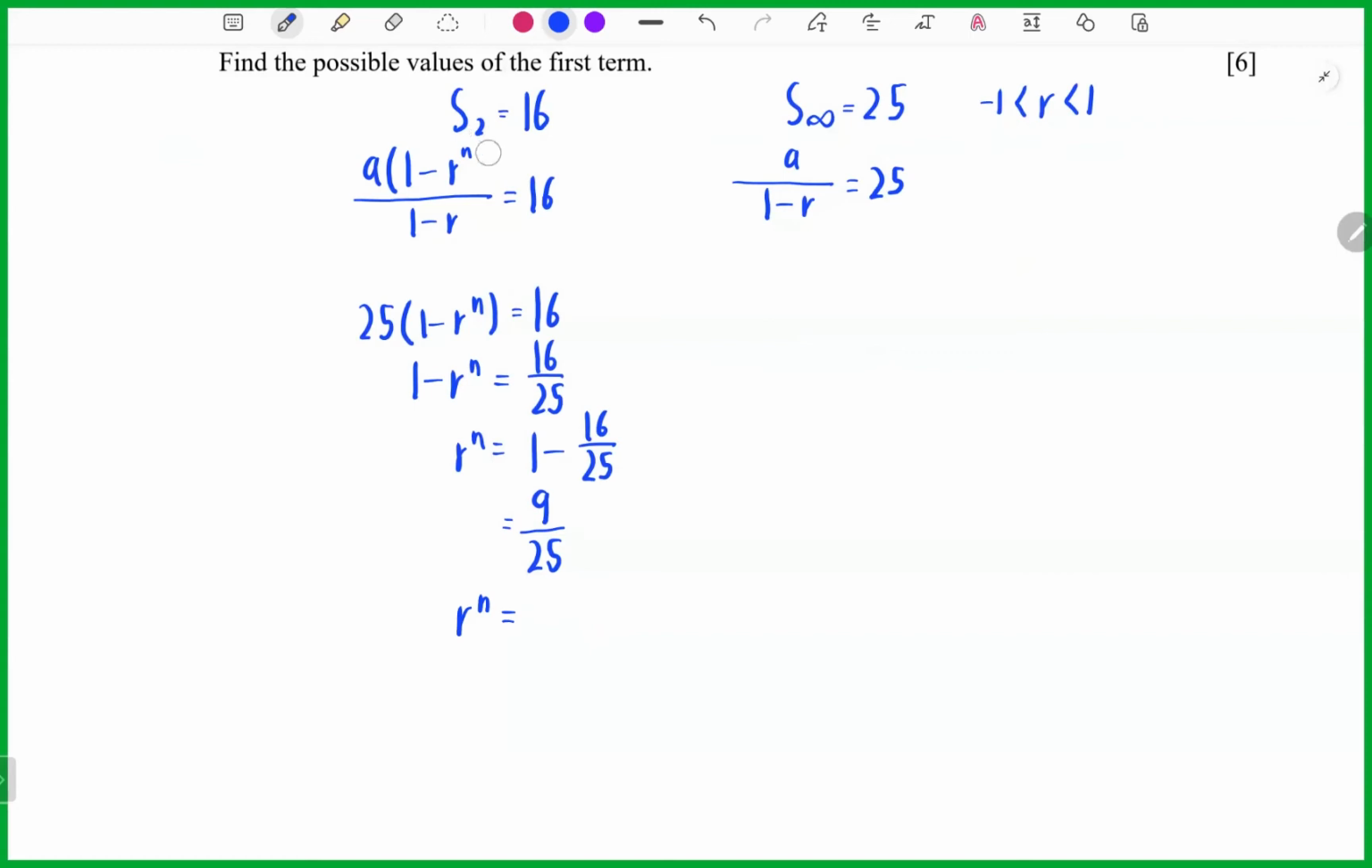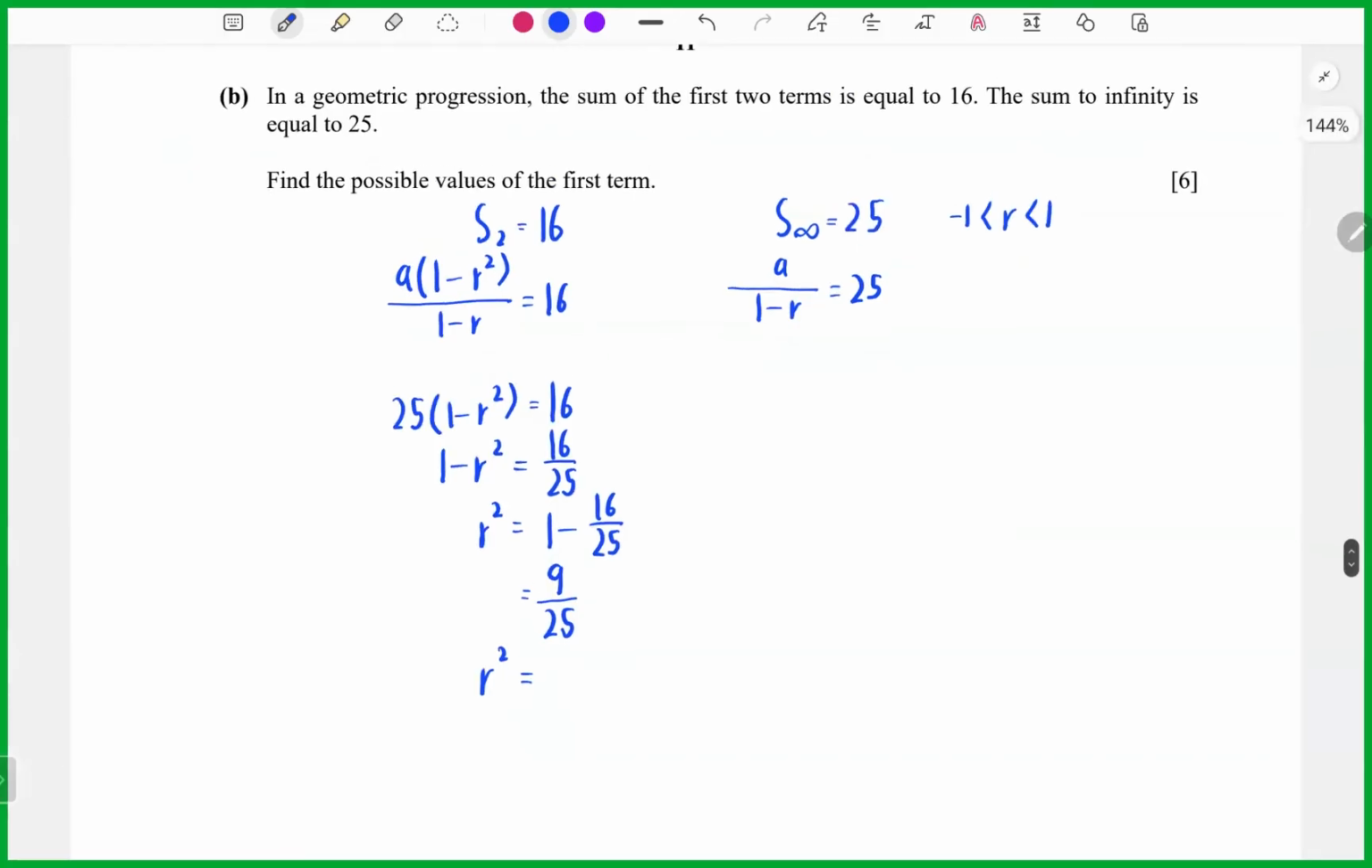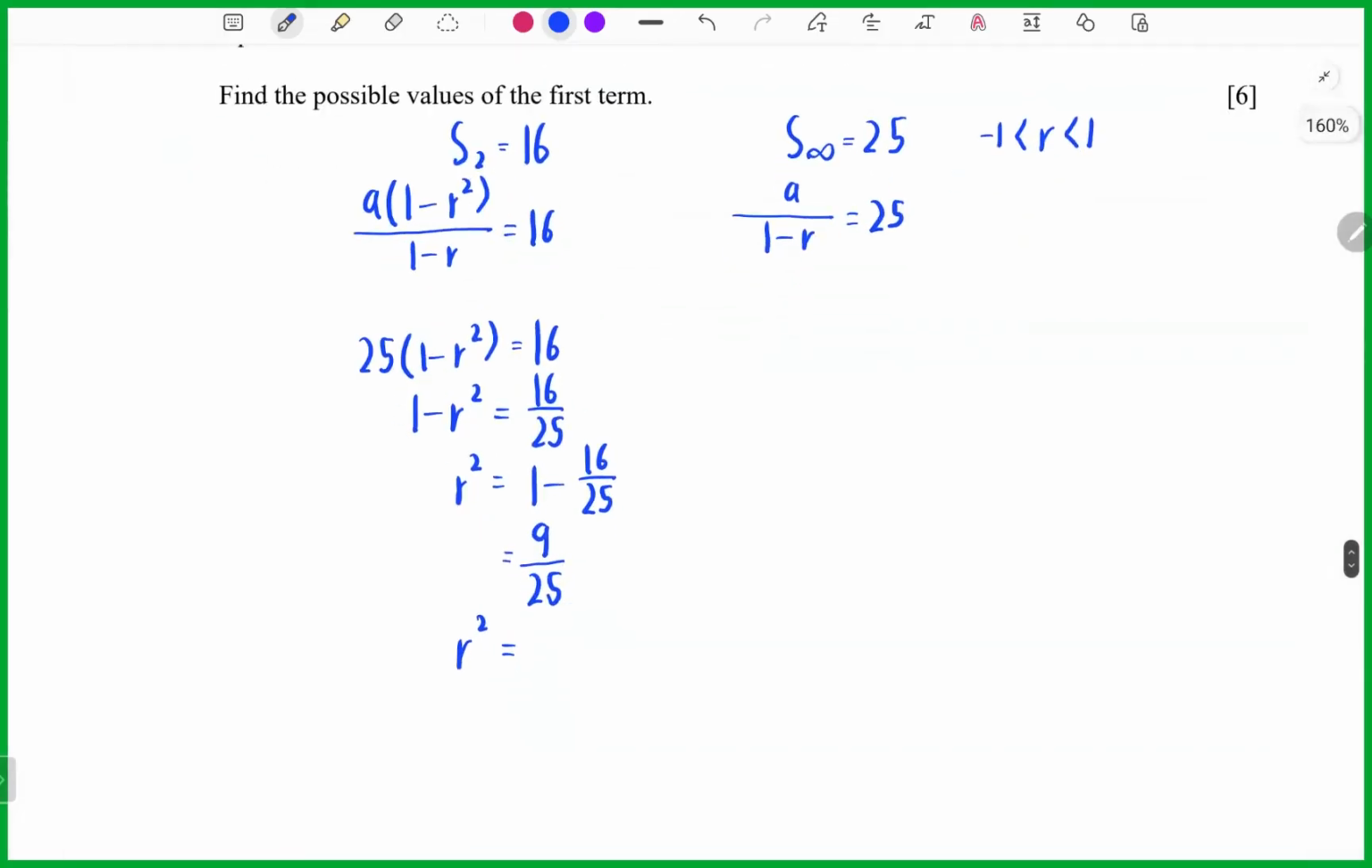okay, it's r squared. Forgot to put the square. So, okay, possible. So it is possible. So we will have 2 values for the common ratio. So we can take positive and negative 3 over 5.